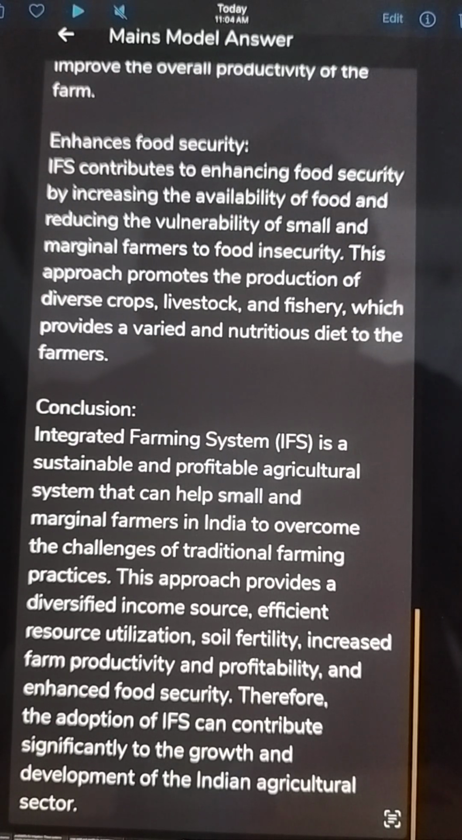Then in conclusion, integrated farming system is a sustainable and profitable agriculture system that can help small and marginal farmers in India to overcome the challenges of the traditional farming practices. This approach provides a diversified income source, efficient resource utilization, soil fertility, increased farm productivity and profitability, and enhanced food security. Therefore, the adoption of IFS can contribute significantly to the growth and development of the Indian agriculture sector.